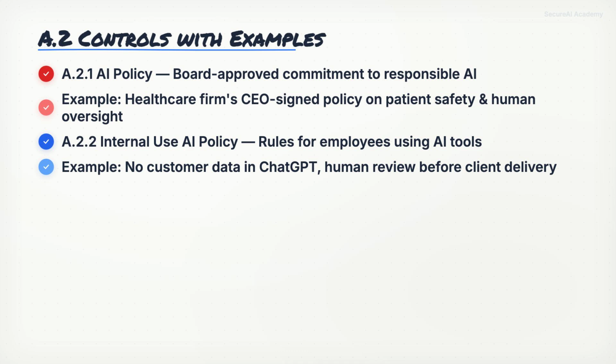It is reviewed annually. Control 2. Internal Use AI Policy. This governs how employees use AI tools day-to-day. Example: an internal policy states, employees may use AI assistants for drafting documents, but must not input customer personal data, trade secrets, or financial records. All AI-generated content must be reviewed by a human before sending to clients.